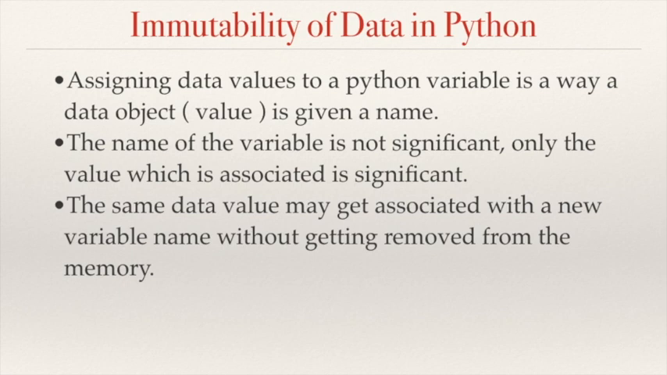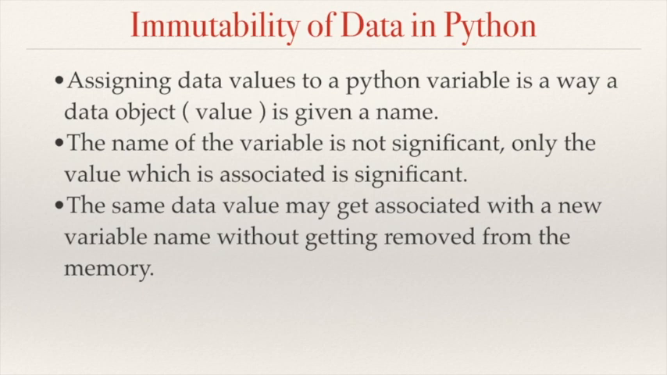Further, if you are associating an older variable name with a new data value, it does not change the older data value. Rather, the older data value remains intact in memory at the same place, and the new data value of the variable name is created at a new memory space. The Python compiler keeps this old data value intact, thinking that it might be associated with another variable name at some point in future during the course of execution.